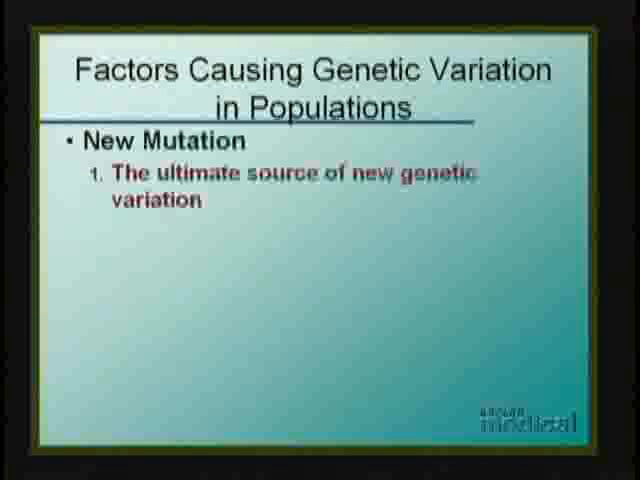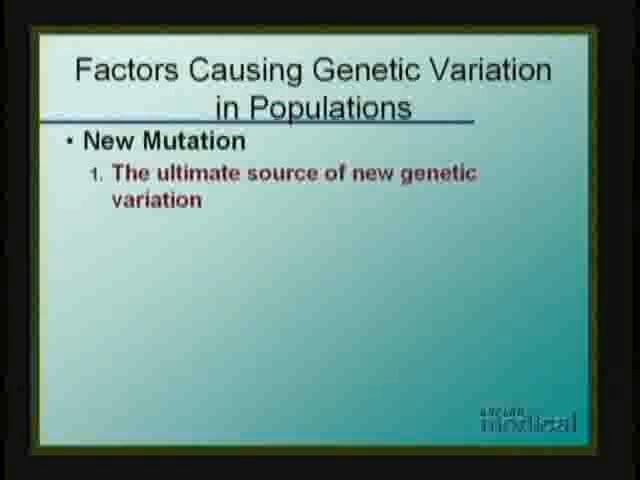The last section in Chapter 2 describes some factors that cause genetic variation in populations. Again, these are some things that can cause complications or possibly mess up some of your calculations. Let's look at some of these other factors involved in this kind of variation in populations. One factor is new mutations. New mutations are the ultimate source of new genetic variations.